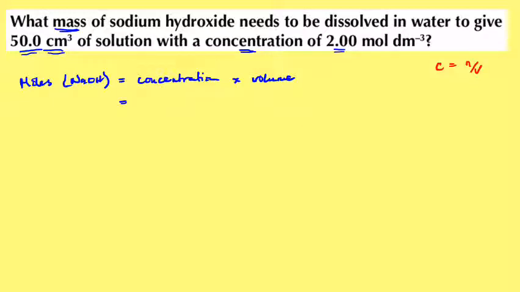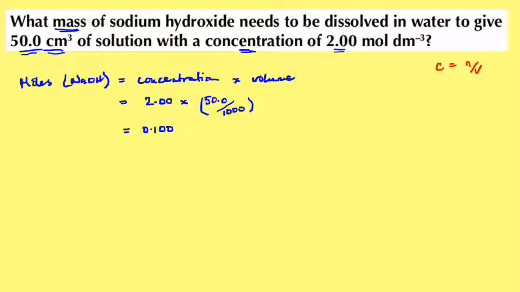Okay, so the concentration is given in moles per decimeter cubed, so that's fine. So we're going to write our 2.00 in here, and our volume is given in cm cubed. So what we'll do is we'll put our 50.0 there, but of course we want to deal in decimeters cubed, so we're going to divide that by 1,000. And so the moles of sodium hydroxide that you're going to need is 0.1. But we want three significant figures, so we're going to say 0.100 moles. And we've not got units because it's just a number of moles.